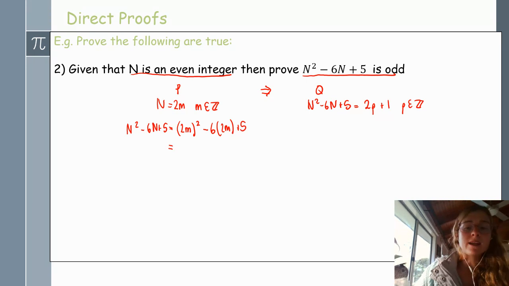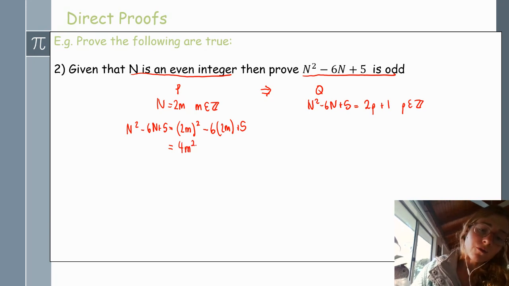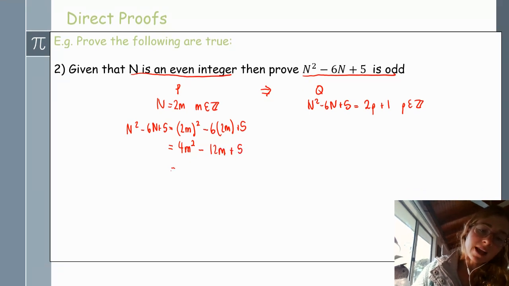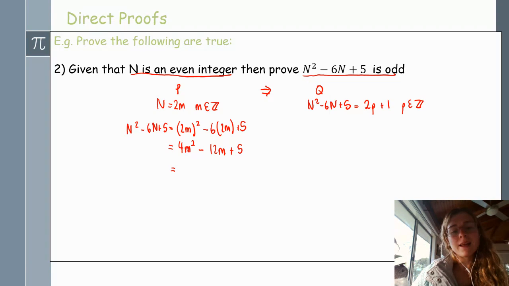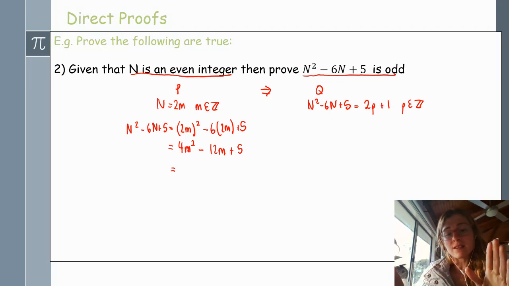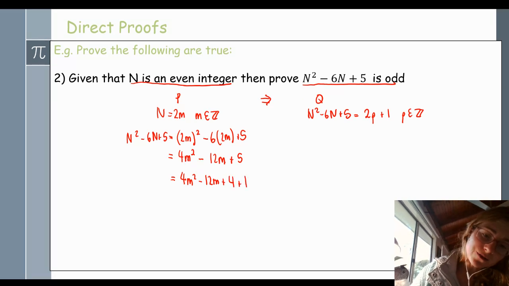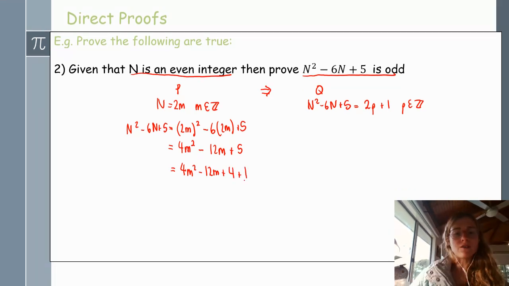Okay, right now, that does not look like my q. But maybe I can get a 1 hanging off the end and a 2 out the front of something. To get the 1 hanging off the end, let's expand. 4m squared minus 12m plus 5. Again, doesn't look anything like that q. But I could get a plus 1 off the end by making that plus 5 into plus 4 and plus 1. I'll get something like this. And I think this is pretty cool. Plus 4, plus 1. Okay, I've got the 1 hanging off the end here.